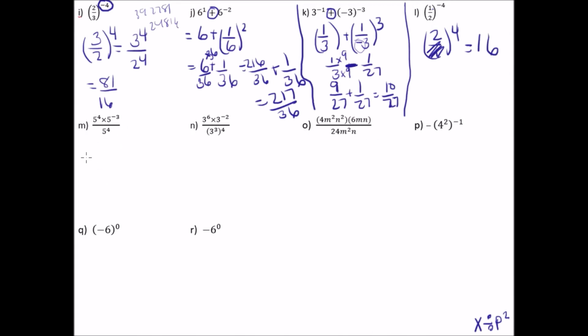Okay, here are some 2-steppers and 3-steppers. 5 to the 4 times 5 to the negative 3, over 5 to the 4. When I have a fraction, I always do the top. So we're going to add those, 4 plus negative 3. And then I do everything on the top and everything on the bottom, and then I'll collect them. Okay, so this is 5 to the 1 over 5 to the 4. Okay, again, this is division, so it's 1 minus 4. We got 5 to the negative 3, which is simply 1 over 5 to the 3, 1 over 125.